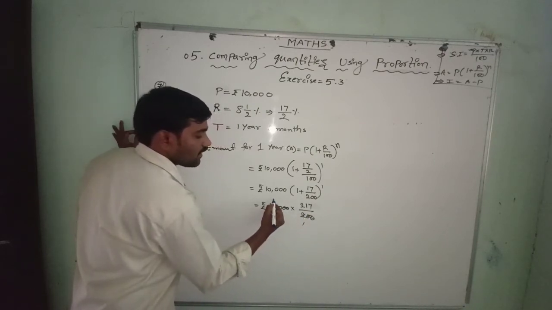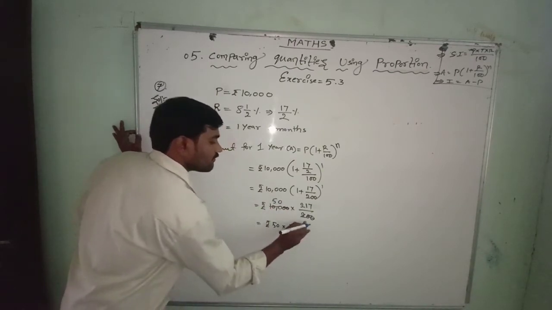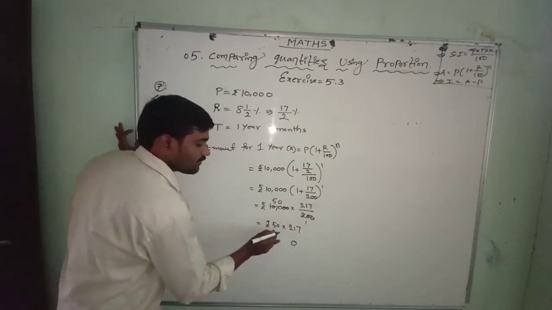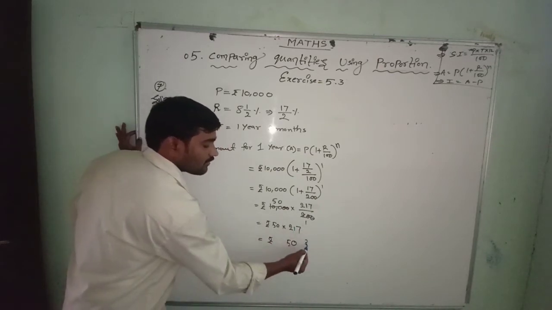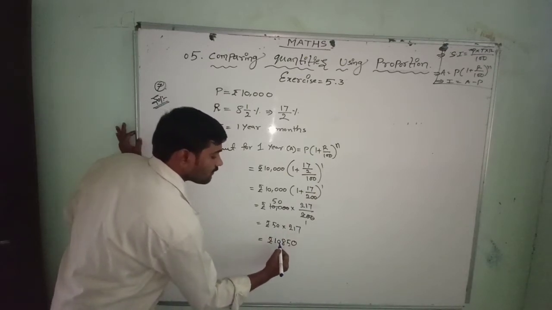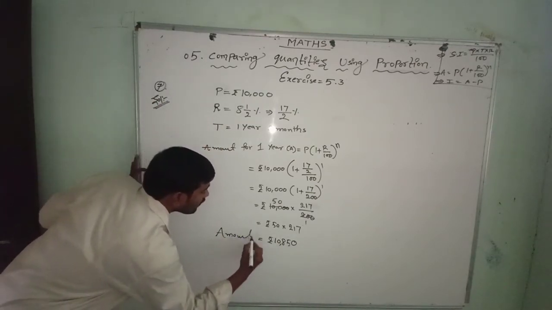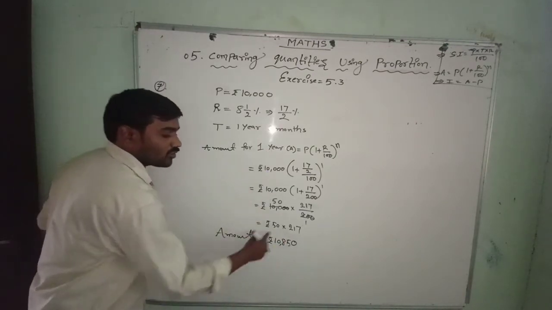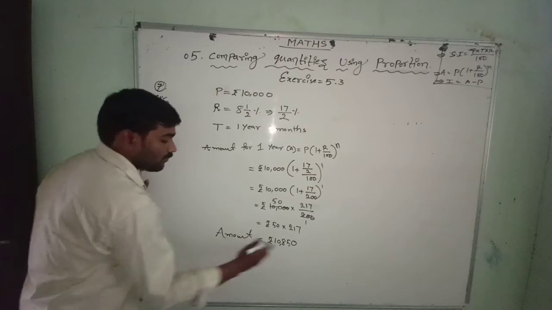Simple, these 2 zeros and these 2 zeros we cancel. 2 ones are and 2 50s are 100. That means rupees 50 into 217. 50 into 217: 0 into 0 is 0. 5 sevens are 35, 3 carry. 5 ones are 5 plus 3 is 8, and 5 twos are 10. That is 10,850. This is the amount. ఎంత అమౌంట్ పే చేస్తున్నాడు? After 1 year the amount becomes 10,850.